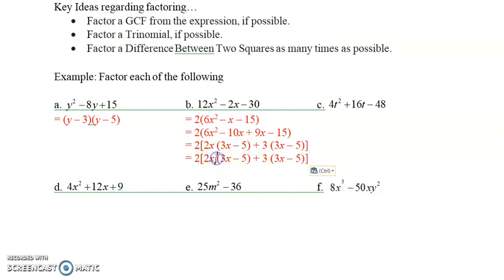So remember these GCFs that we factor out, they become the first factor or the second factor. The order doesn't matter, obviously. And then what's left, the common factor, is the other factor, the 3x minus 5.